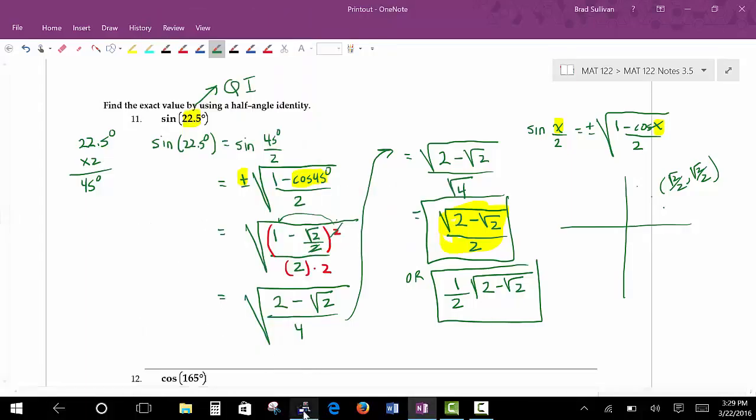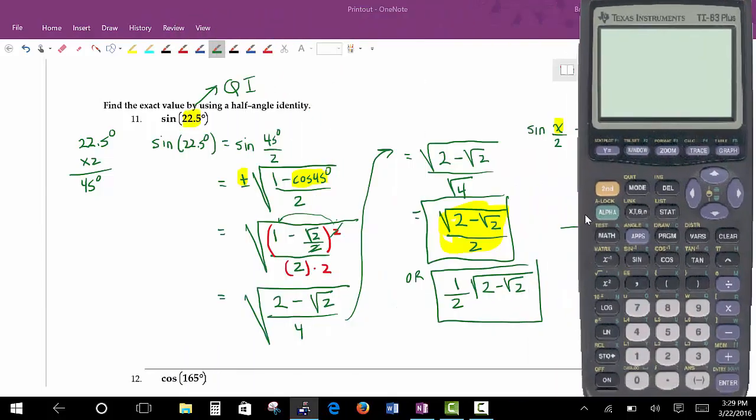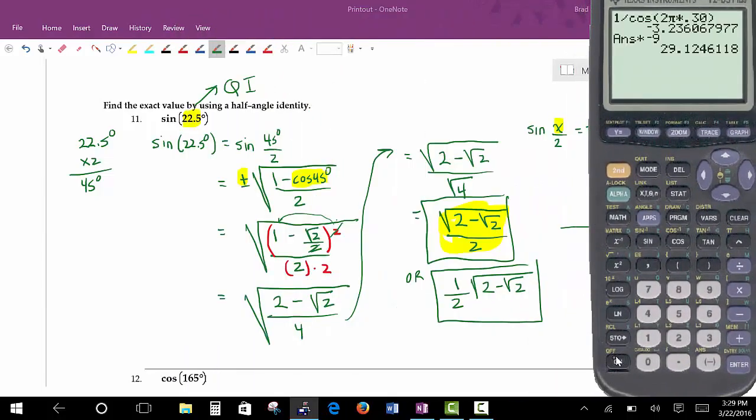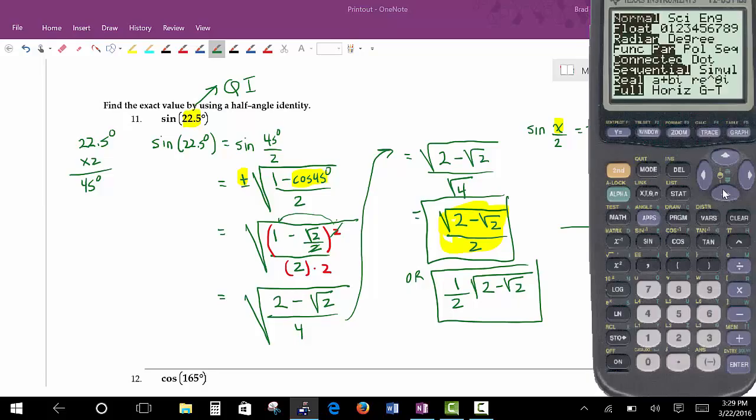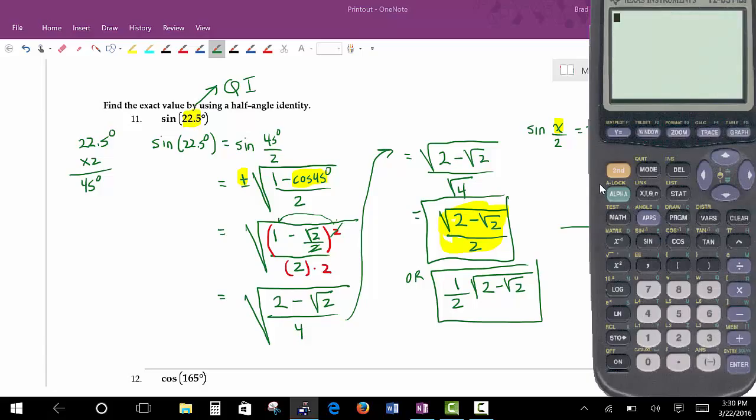Now, on the calculator, it's also worth showing you on this problem how this problem can be checked and analyzed with a graphing calculator. So I'm going to turn my calculator on. And what I'm going to do is put my calculator in degree mode. Okay, so let's get that in degree mode. And let's enter it like this. So we could do the sine of 22.5. And that'll give us decimal values.